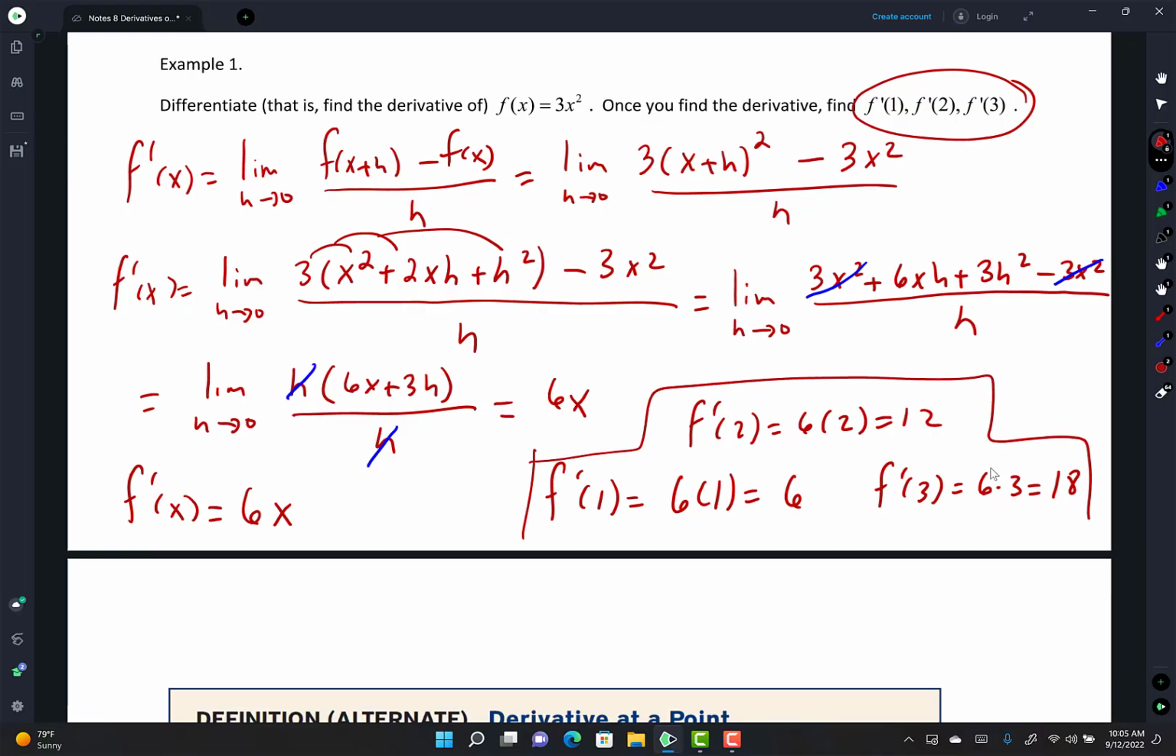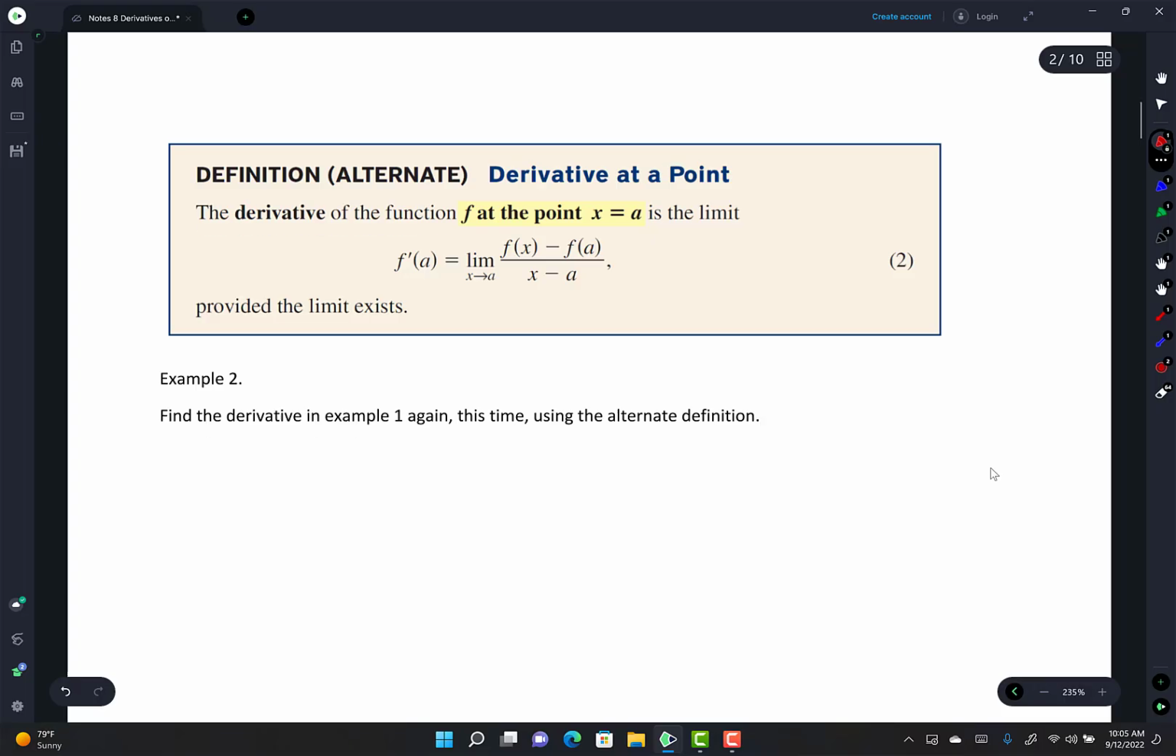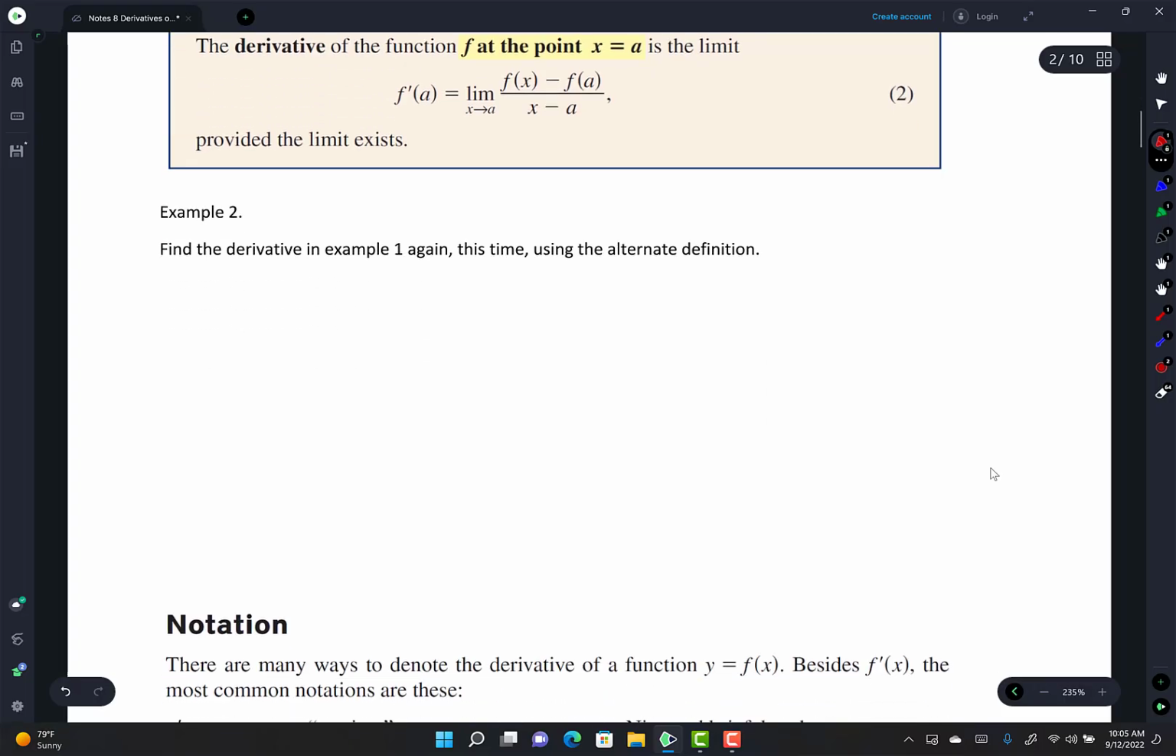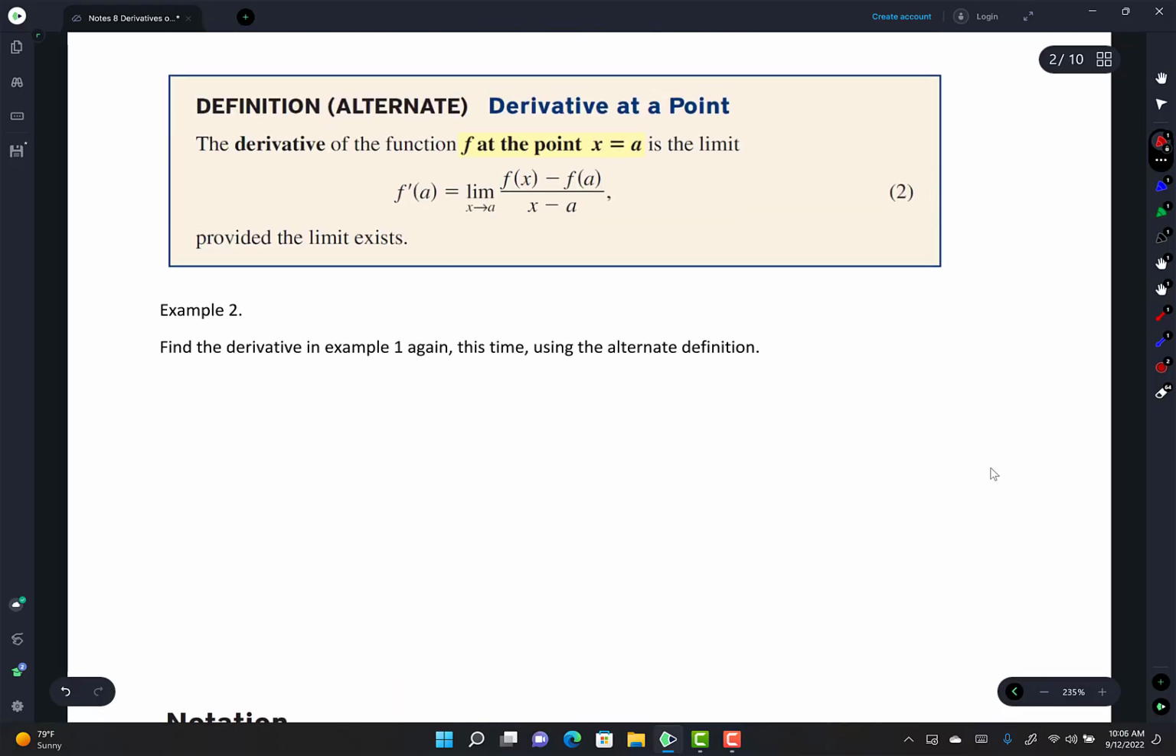How does it feel to take your first derivative? Yeah. You're ready for the AP exam. No, we need to do more. All right. You guys ready?